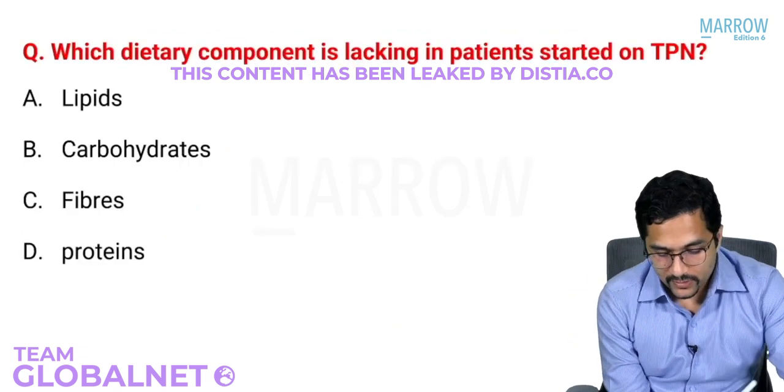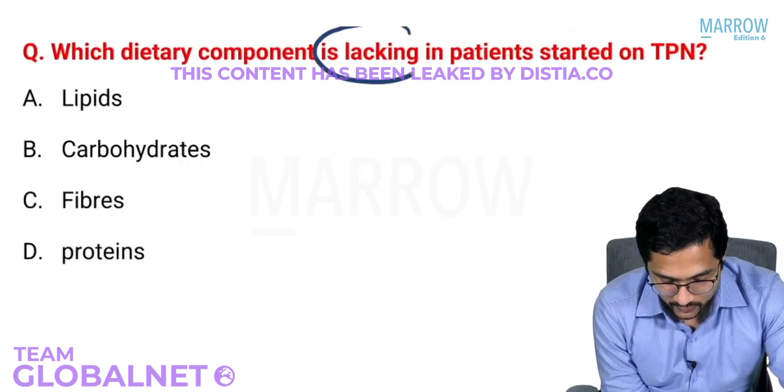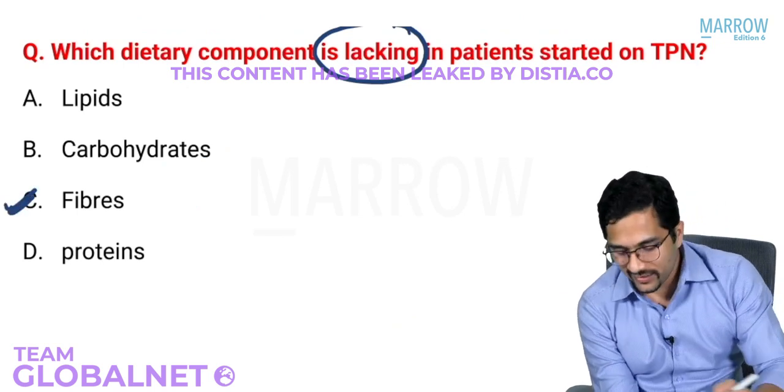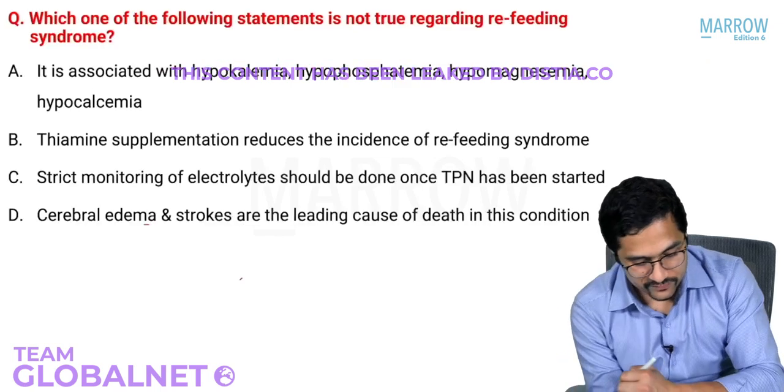Which dietary component is lacking in patients started on TPN? So there is no fiber, right? You can't have fiber in a TPN solution.